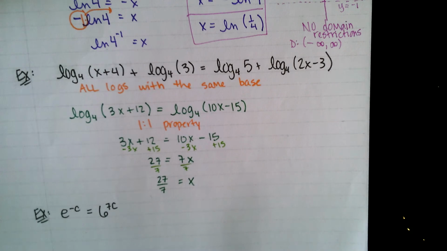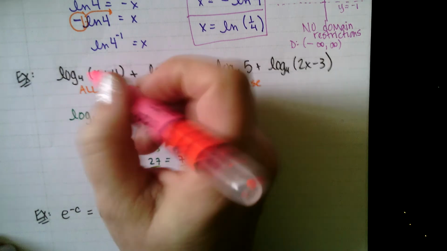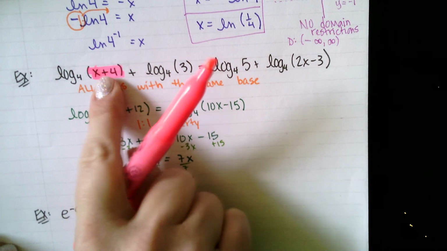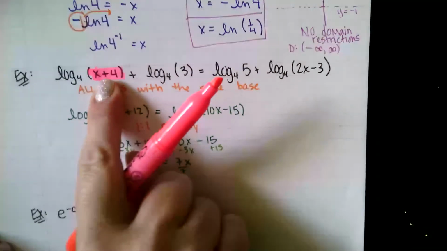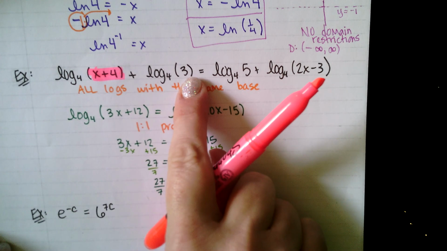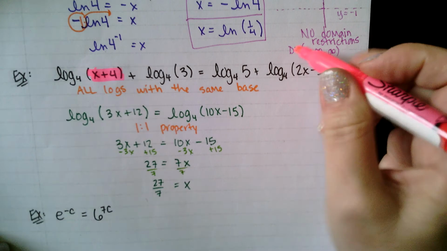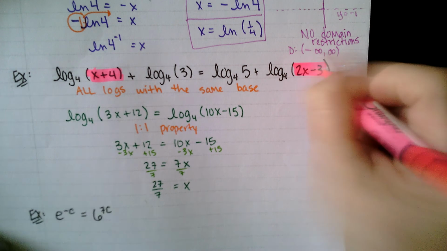Let's check against our domain because we did have logarithms in our problem. We need to check to make sure that the argument is greater than 0. So x plus 4, we've got to figure out what makes that greater than 0. 3 already is greater than 0. 5 already is greater than 0. And we need to check 2x minus 3 to make sure that stays greater than 0.